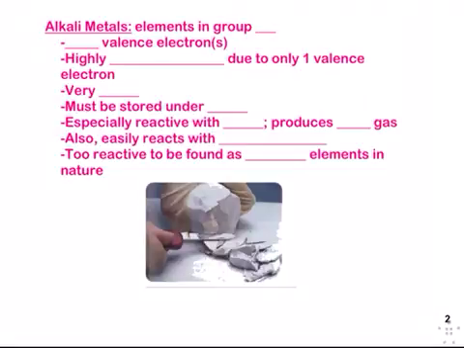So the alkali metals are found in the very first group, so that would be the first vertical column. Every element in this column has 1 valence electron. That 1 valence electron makes those elements highly reactive. And they're especially reactive with water. Right here is where water goes.